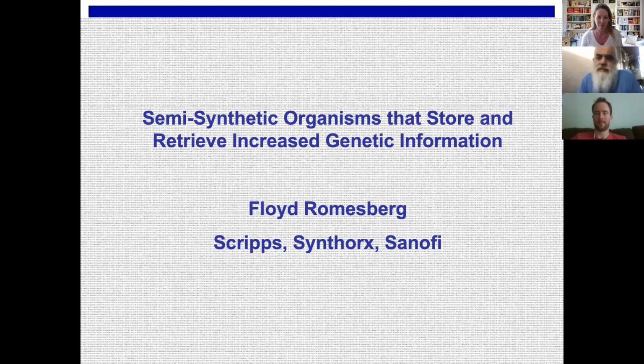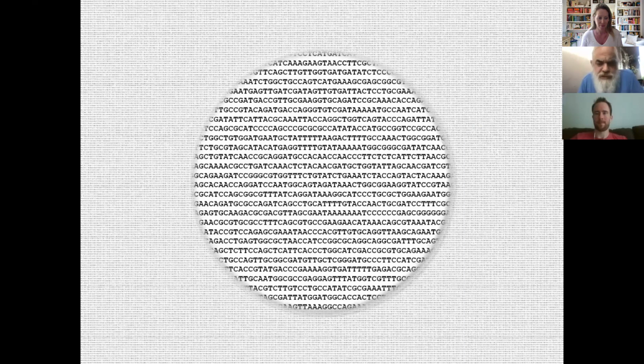...which to make organisms that store and retrieve more information. So here it is. Here's the genetic alphabet, and I think everyone's familiar with it. What's remarkable about the genetic alphabet, at least to a chemist, is how simple it is. It's just a linear polymer of 4 different nucleotides attached in a simple way.